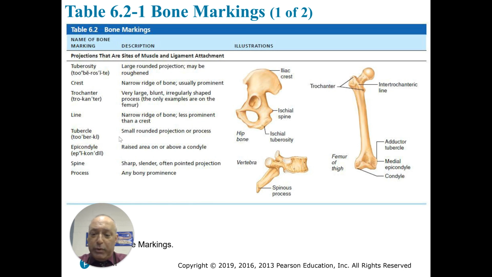We've got a tubercle, which are small, rounded projections or processes, an epicondyle, which is a raised area above the condyle. So here we've got the femur, condyle at the bottom, and this marking right here is the medial epicondyle, and this would be the lateral epicondyle.